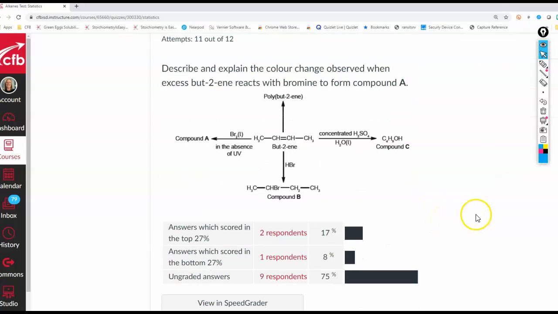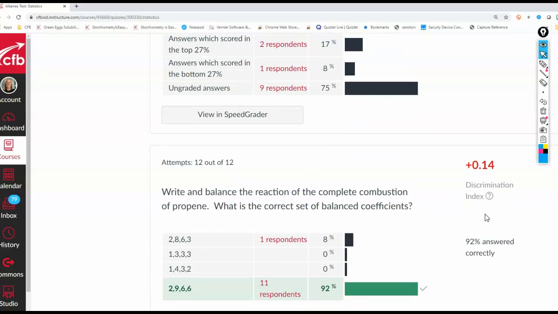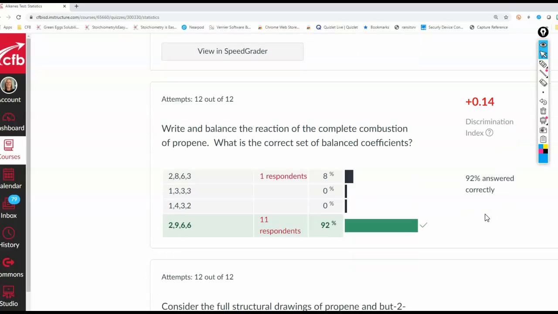Describe and explain the color change observed when excess but-2-ene reacts with bromine to form compound A. Here you were just describing that color change. So but-2-ene reacting with bromine would lead to decolorization, and that seems to be a common theme throughout this test. I didn't realize I did so many of those questions.